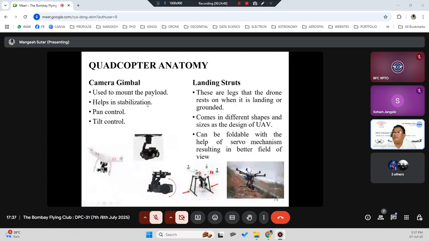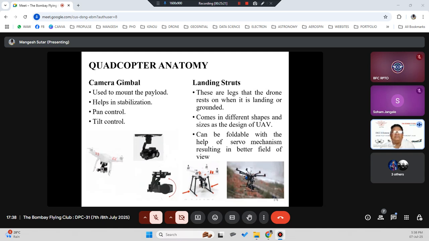Then we have a camera gimbal used to mount the payload. It helps in stabilization, pan control, tilt control, and all the things. If you do not have a camera gimbal, you can have a fixed camera. Like surveillance में कभी-कभी fixed camera भी लगाना पड़ता है horizontally. Okay, and it is taking horizontal photos of the land. So in that scenario, you may not use a camera gimbal, but then sometimes you will encounter vibrations and all that. So normally people use a camera gimbal even though you are taking horizontal photographs also.